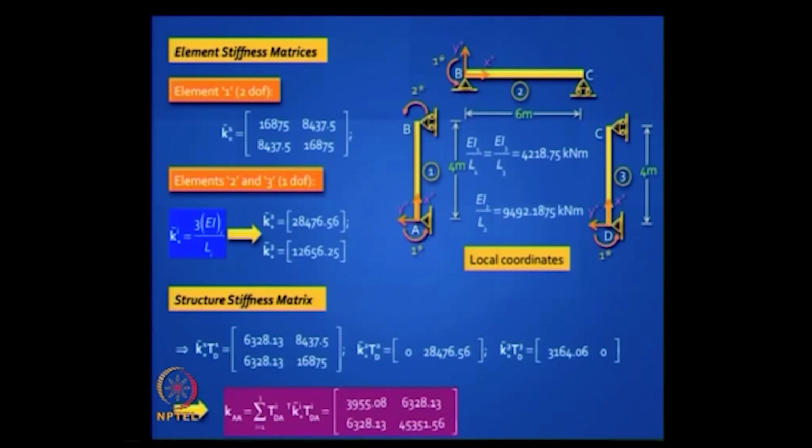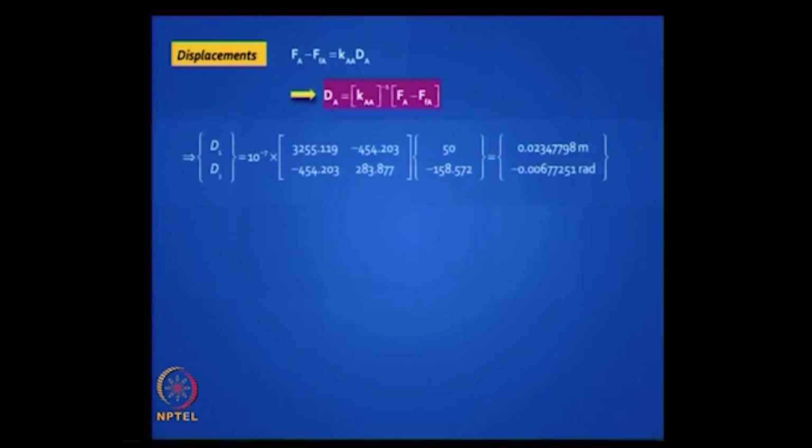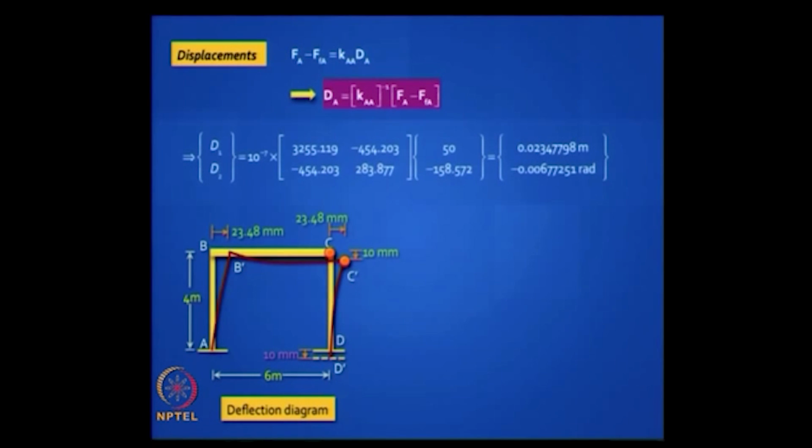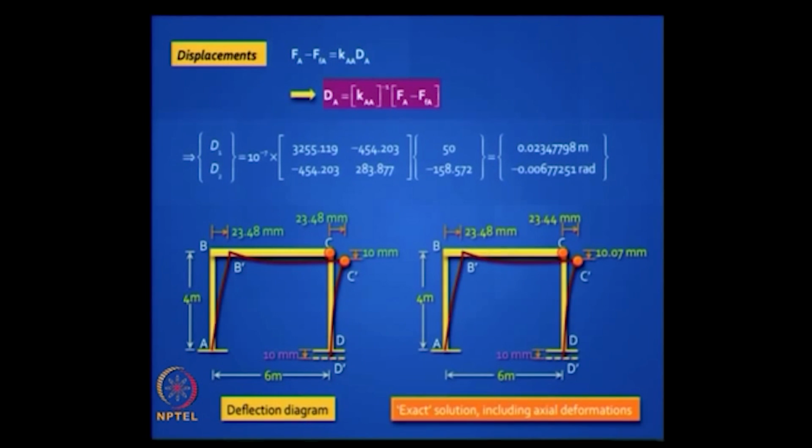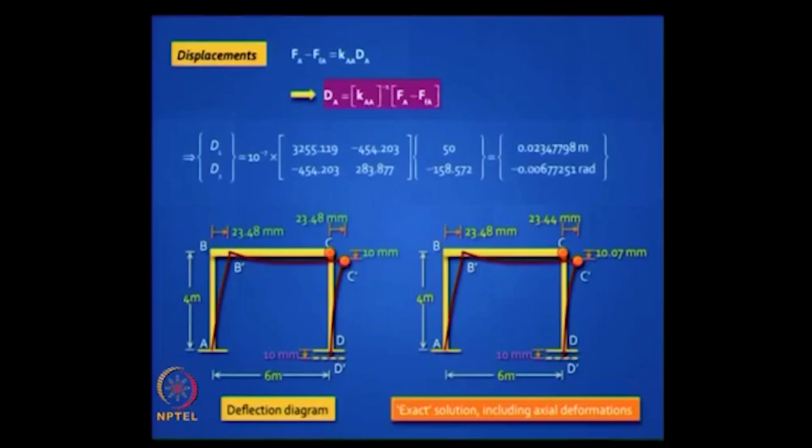Structure stiffness matrix you can generate. It is a 2 by 2 structure stiffness matrix, right, because you have only 2 degrees of freedom. Find the displacements. Now your deflections are 23.48 and the exact solution is also 23.48. Oh my, so this is very good. I mean, this is excellent solution, excellent answer. I think the error you get is when the legs are inclined. In that I will show you, there we get a little error. So very good answers. Also the vertical displacement is 10.07 compared to 10 at the bottom.